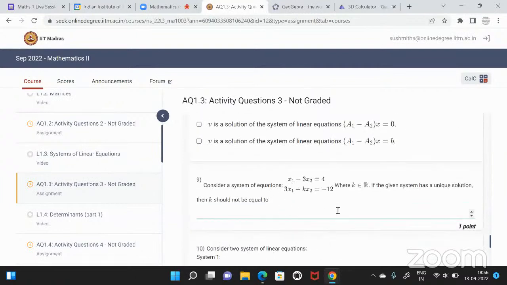Okay, consider a system of equations. If the system has a unique solution, then K should not be equal to what? Okay, how will you do this? My answer was 9, and that answer is -9. I don't know why. Because there it's plus K. You want -3, no? So -9, right?